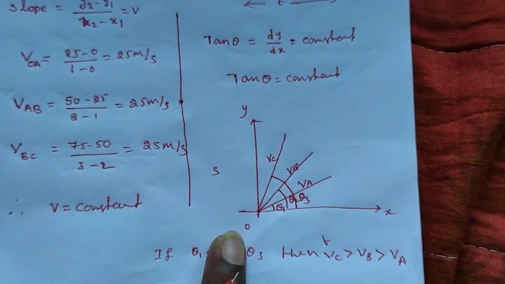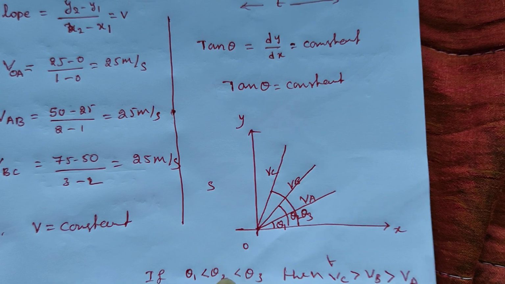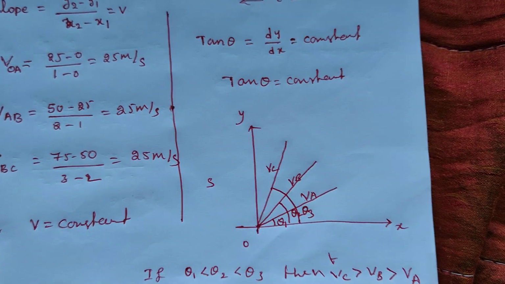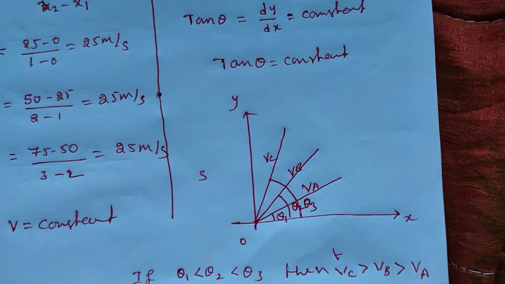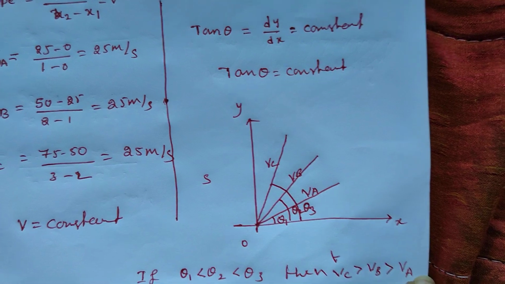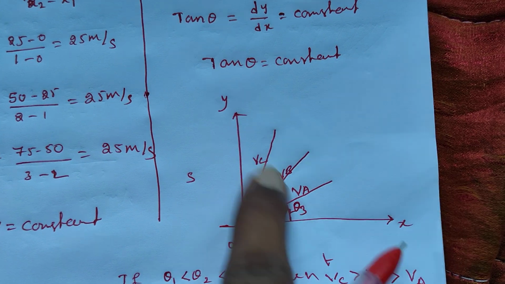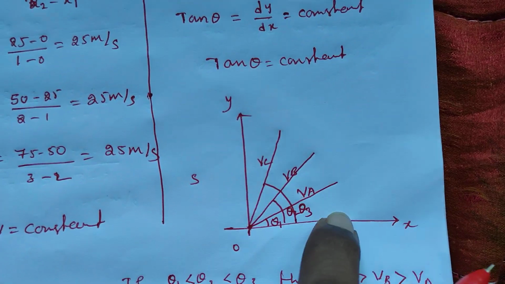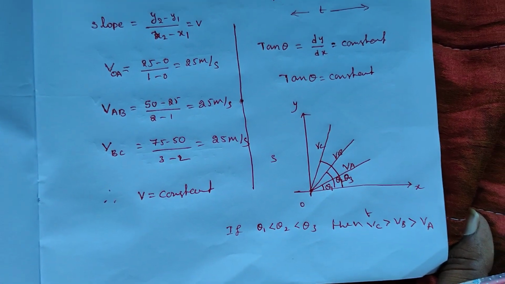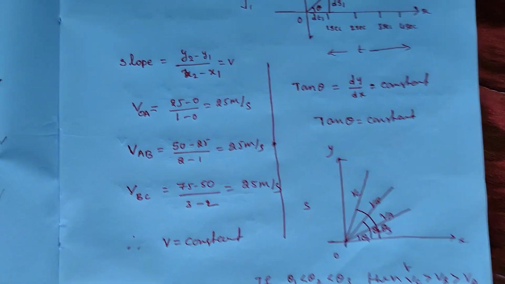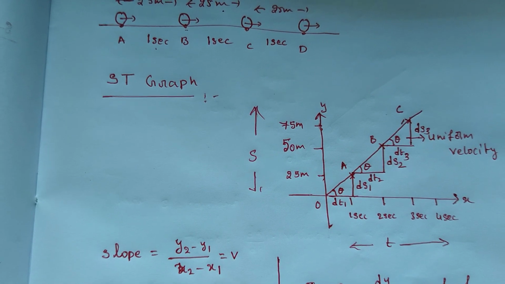Yes or no? So what is the reason here? The slope angle is a maximum. So theta 1 is a minimum. Theta 2 we considered between theta 1 and theta 3. Then the velocity of the third body is more than the velocity of the second and the first one. But these three bodies maintained constant velocity. Don't forget. So these points are very important to explain constant velocity with the help of the ST graph.